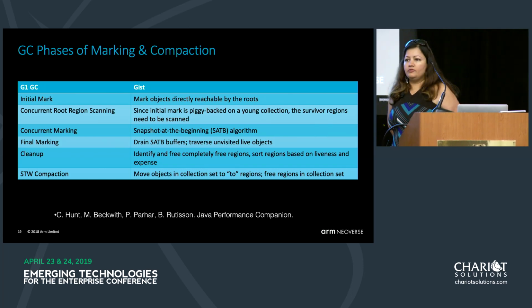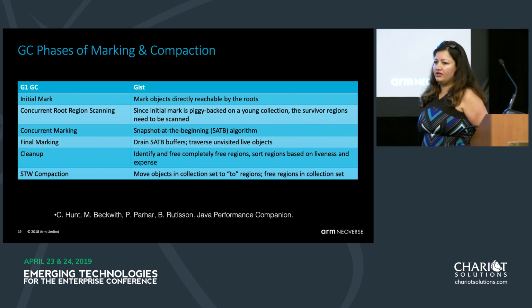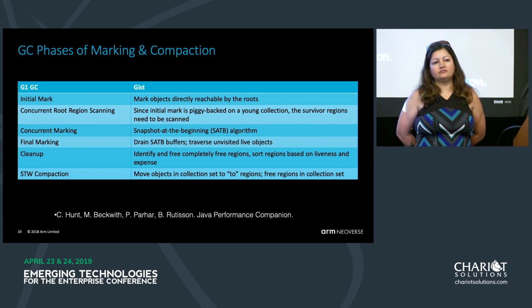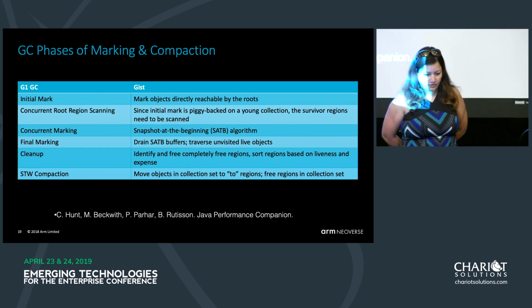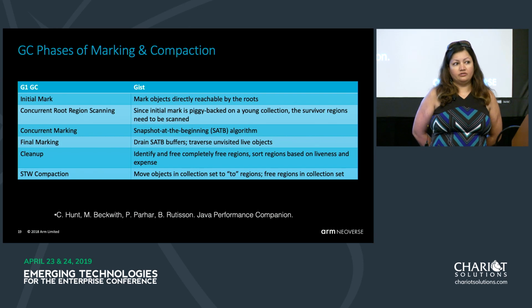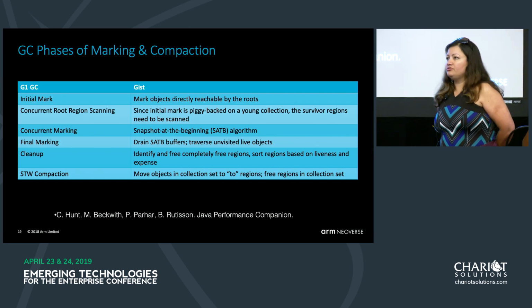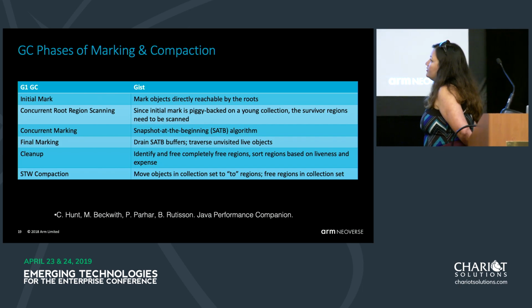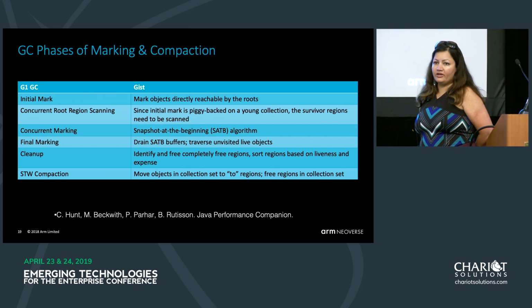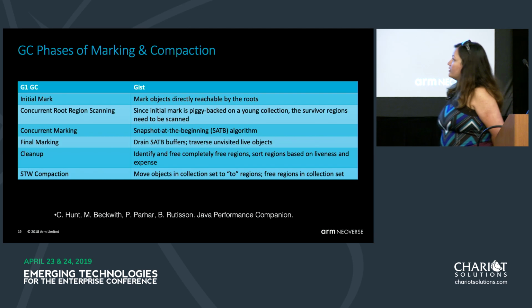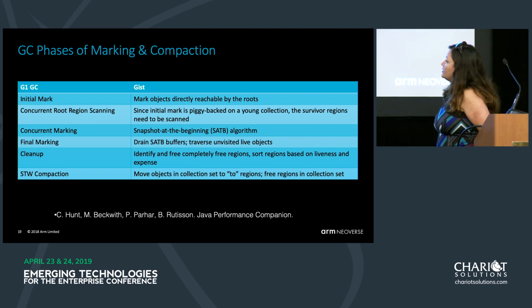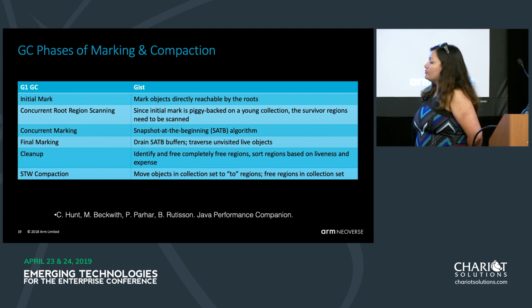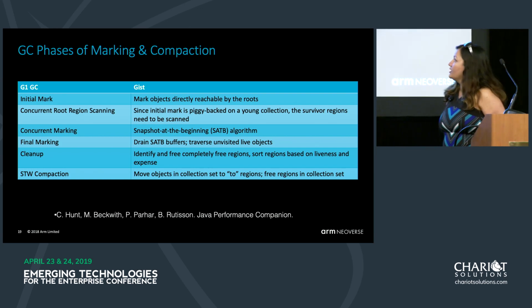So here are the phases, and I'll keep on adding or deleting phases for each garbage collector. We'll start with the current default, which is G1 GC. So G1 GC has initial mark, final mark, and of course compaction as stop the world pauses. Cleanup is briefly stop the world, but mostly it's concurrent.